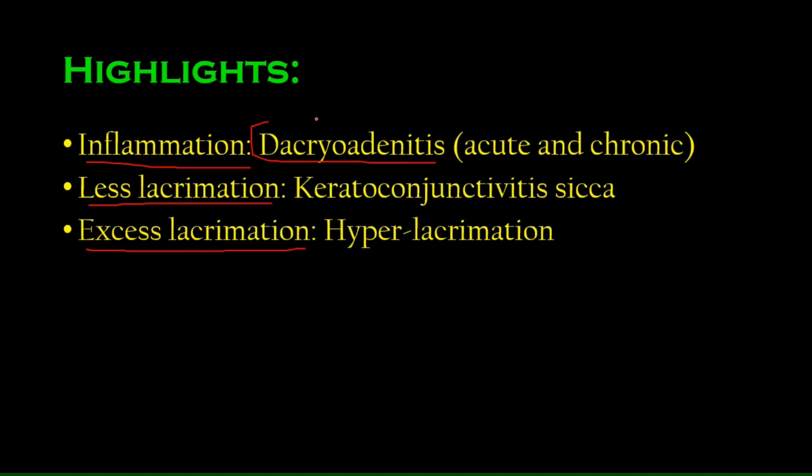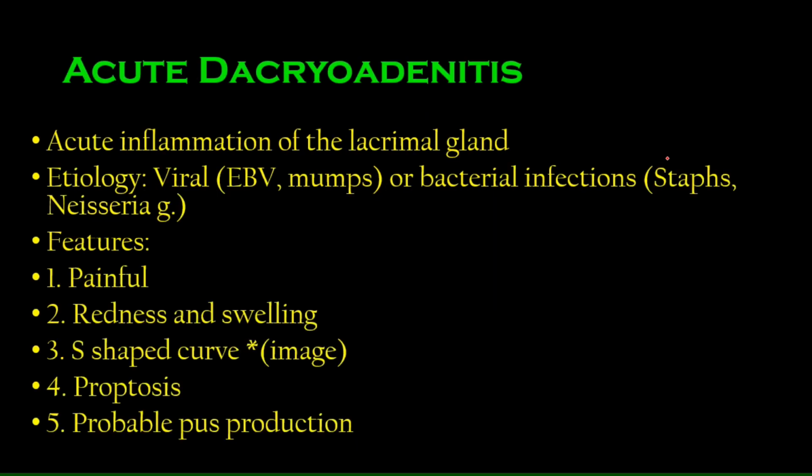Dacryoadenitis first. Dacryoadenitis has two types, acute and chronic. Acute Dacryoadenitis is the acute inflammation of the lacrimal gland. When you hear the word acute inflammation, it should bring to mind the 5 cardinal signs of inflammation: redness, swelling, pain, loss of function, because of course if it's inflamed it can't produce tears, and etiology, the cause of why a lacrimal gland will get inflamed.